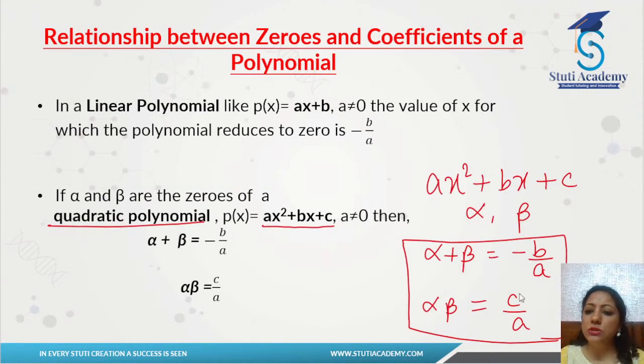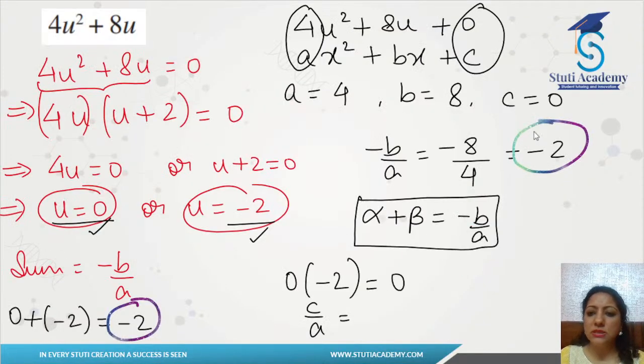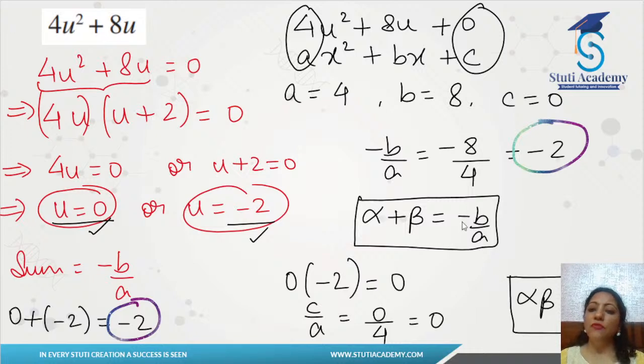Alpha beta is equal to c upon a. Now, c upon a is 0 upon 4, that is 0. So the product of the zeros is same as c upon a. So we have verified the relationship between the zeros of the polynomial and their coefficients. I hope children, you've understood this, and this question with a lot of parts we had discussed yesterday also.